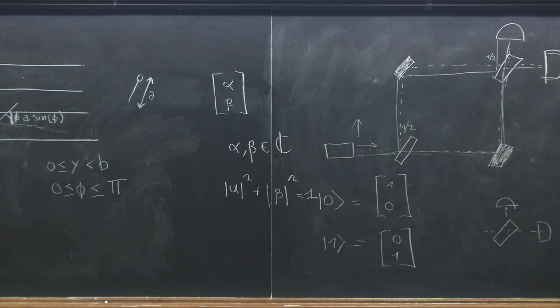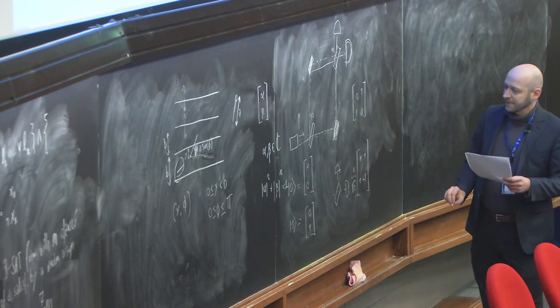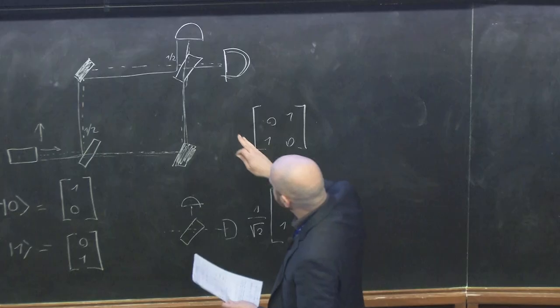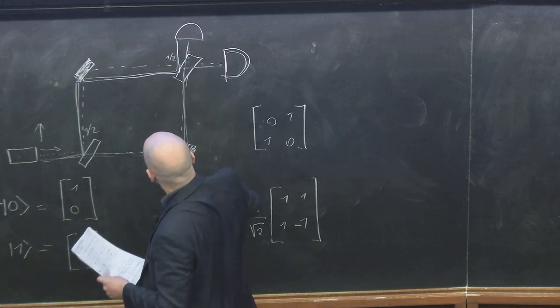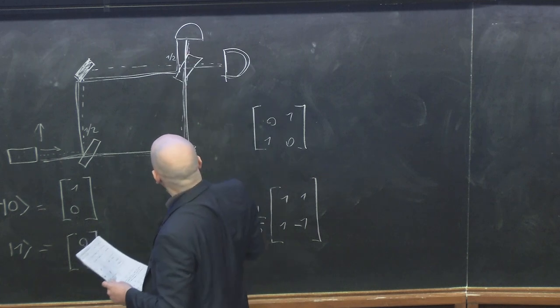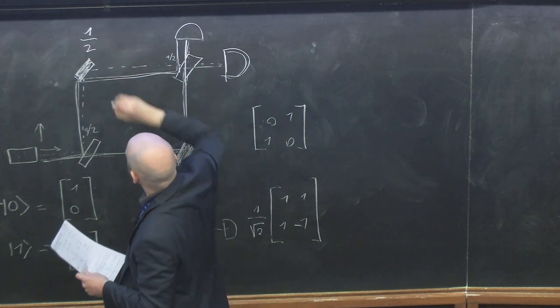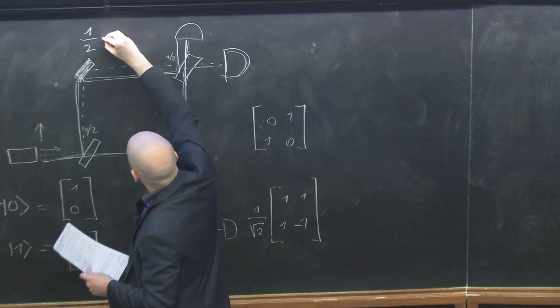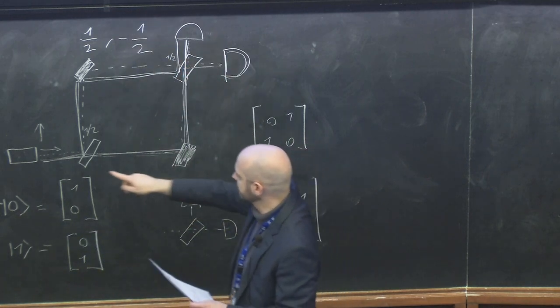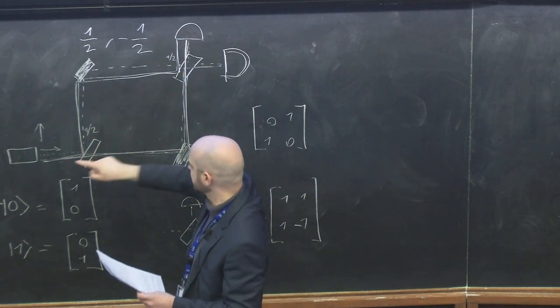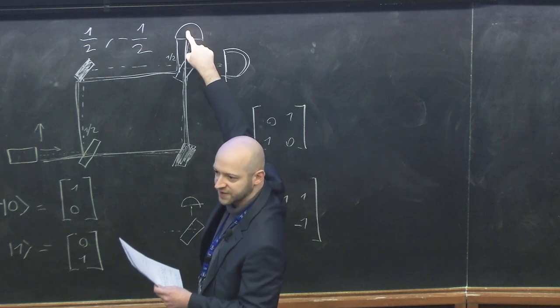The claim is that if you actually believe in quantum mechanics, this one should have a -1 here. And this is fine. And what happens is that the path that goes like this and the path that goes like this give you 1/2 amplitude and -1/2. So when you sum them, as before we were summing, we're saying this is 1/4 probability and this is 1/4 probability and they all get me here.